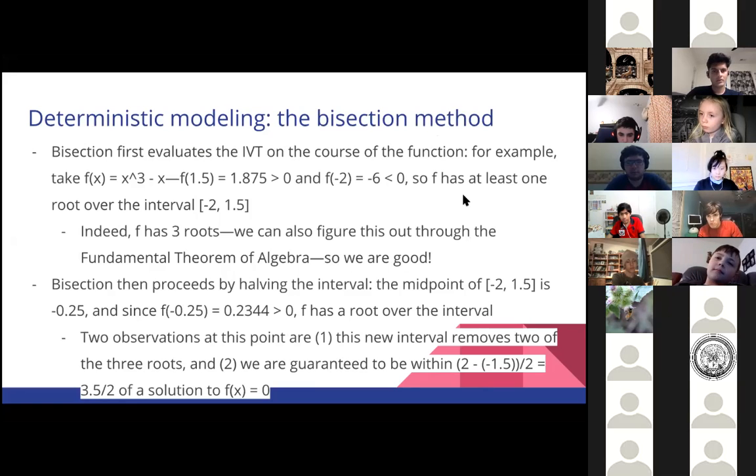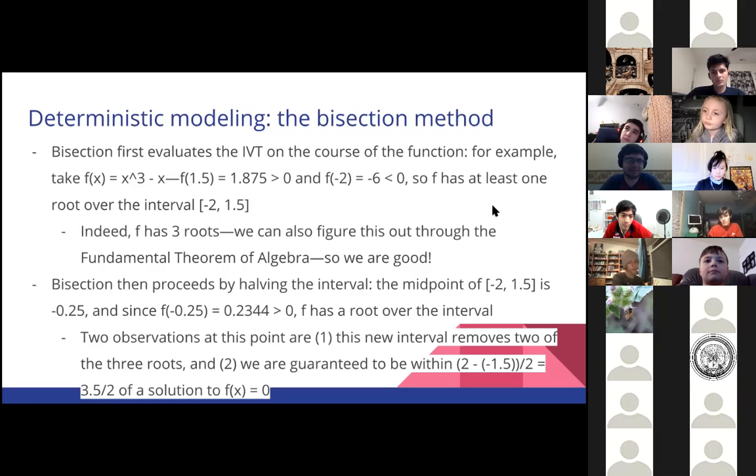And in fact, we know just from the fundamental theorem of algebra that f has 3 roots because there's an x cubed term. So we're good. Bisection then proceeds by halving the interval. The midpoint of bracket -2, 1.5 inclusive is -0.25. And since f of -0.25 equals 0.2344, which is greater than 0, f has a root over the interval.